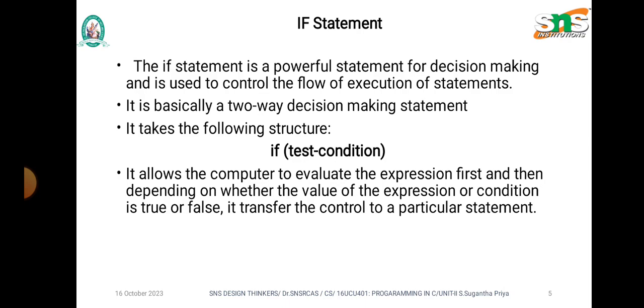The syntax of the if statement is: if, and inside the brackets we give the test condition which is going to be tested. It allows the computer to evaluate the expression first, and then depending on whether the value of the expression or condition is true or false, it transfers the control to the particular statement.